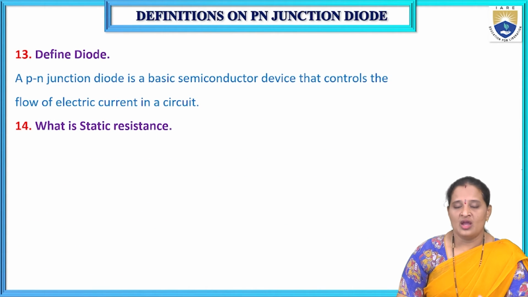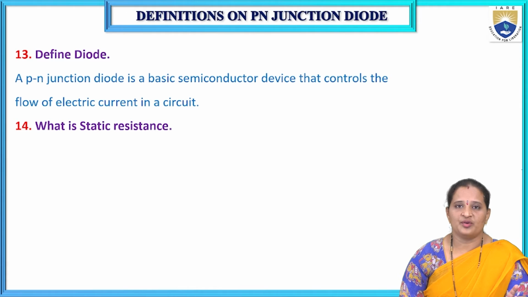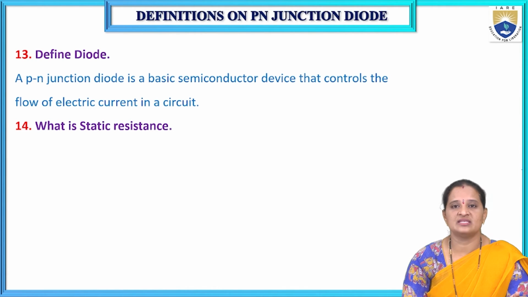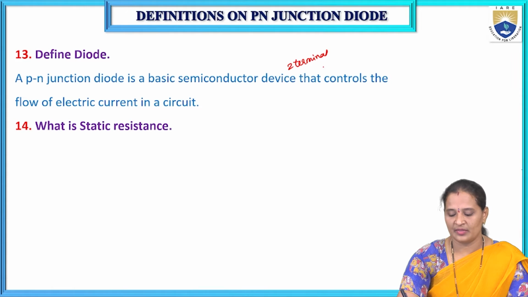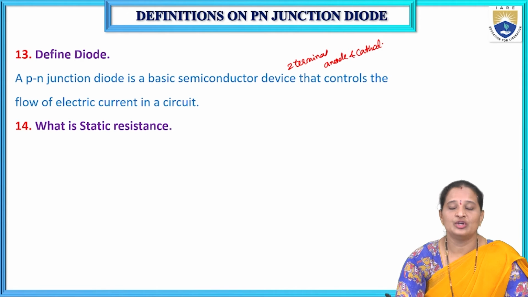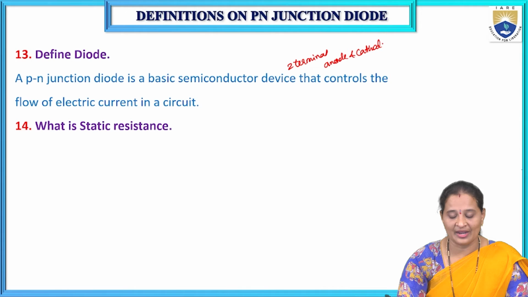First of all, let us define a diode. What is a diode? A PN junction diode is a basic semiconductor device that controls the flow of electric current in a circuit. It is a two-terminal device, where the two terminals are the anode and the cathode. So a PN junction diode is a basic two-terminal semiconductor device that can control the flow of electric current in a circuit.